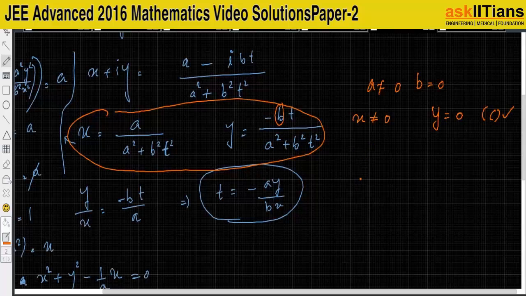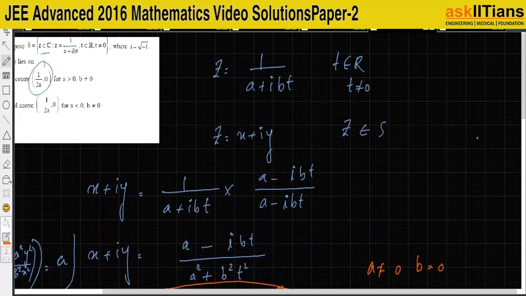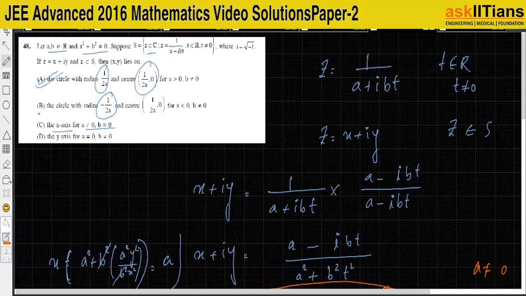Option C is correct, and option D is if a is equal to 0 and b is not equal to 0. If a is equal to 0, x will be 0 and y will be non-zero, so the point will lie on the y-axis. So option D is also correct. So the correct answer for this question will be A, C and D, B is not correct. These three options are correct.